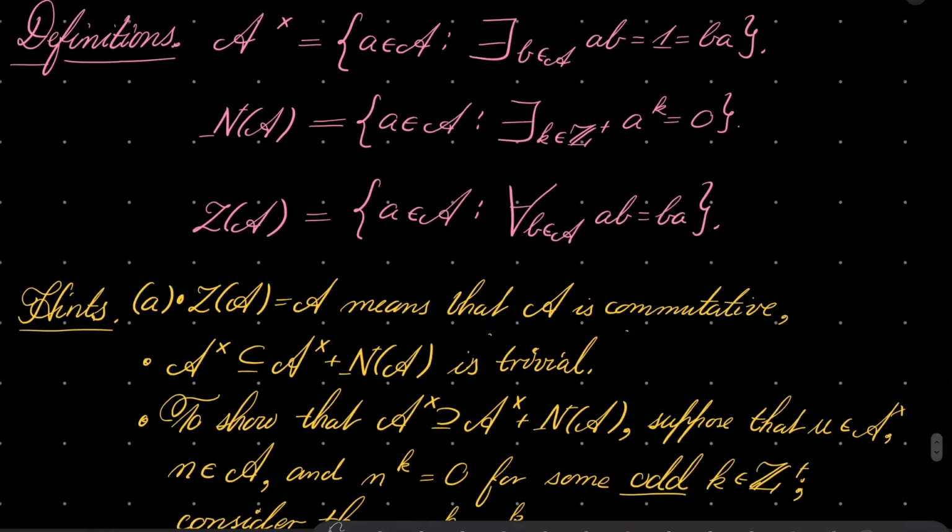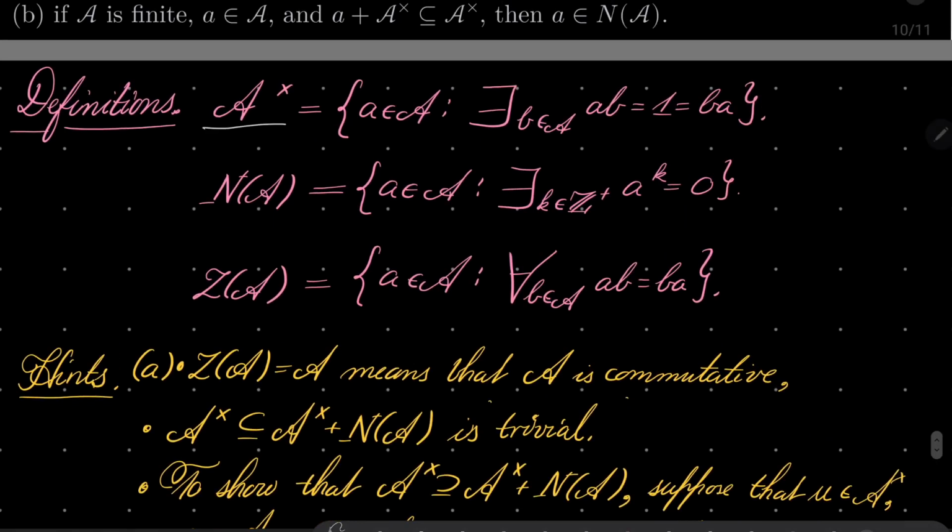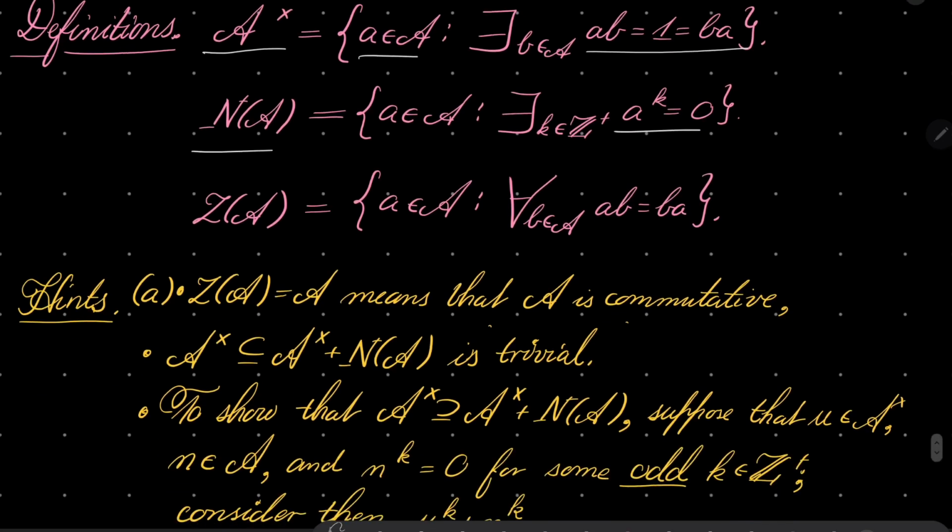First, some definitions. Units, A star, are those elements which have their inverses. It's all the a's for which there are b's such that ab equals 1 equals ba. Nilpotent elements are those elements such that a to some power k equals 0 for some positive integer k, and the center of A consists of every element which commutes with every other element of our ring. So a is in the center of our ring if for every b, ab equals ba.